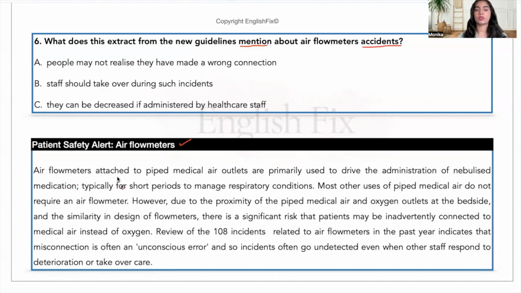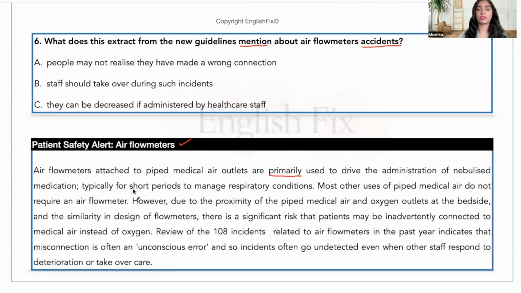Airflow meters are the ones which are attached to piped medical air outlets. The word primarily is also used again in your reading a lot and in your listening. Primarily means mainly. That means they could have other uses also, but they are mainly used to drive the administration, so basically to administer nebulized medication. So the medication which has to be given in nebulized form, airflow meters are used for those piped medical air outlets, right?